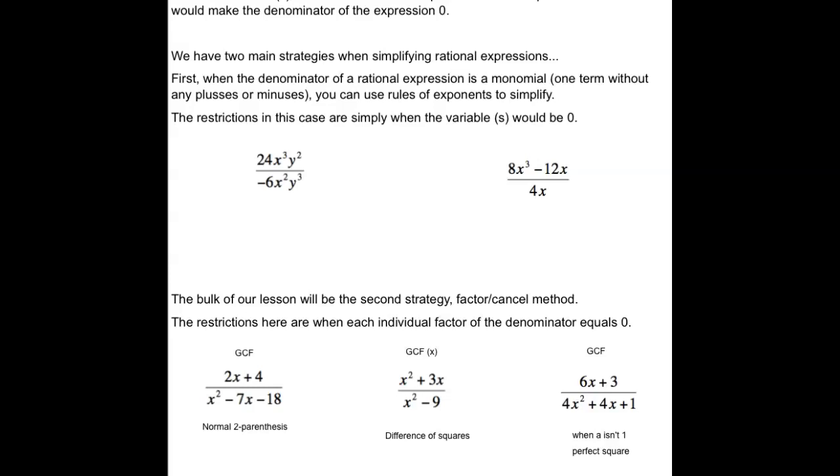So looking at how we could simplify these, using those rules of exponents, our coefficients, those front numbers, we just reduce them like a normal fraction. 24 divided by -6 would give us -4.